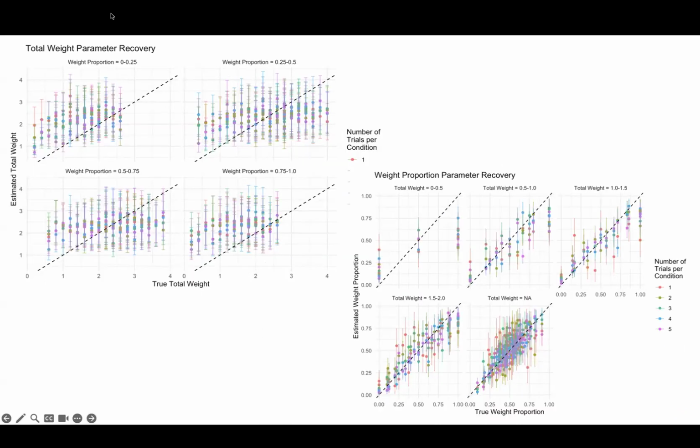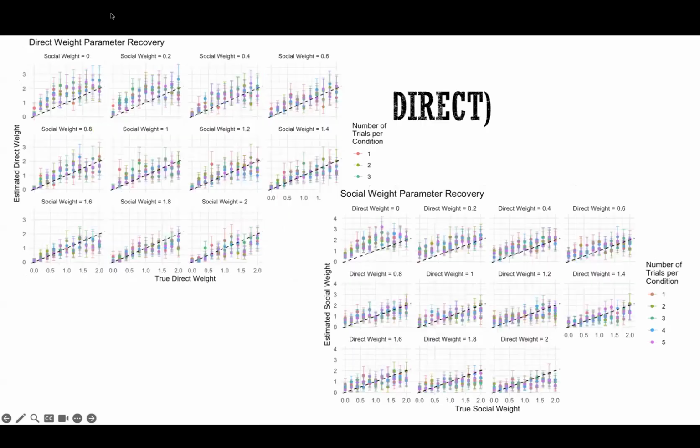And then what we look at is the parameter recovery for the new parameters. You can see on top the total weight, which is not very good, right? We look at the proportion for the weight and it looks better. But really, we don't care about these parameters, right? What we care about is how well we're able to recover weight for direct evidence and weight for social evidence. And this is much better than it was before. It's not perfect, but especially if we zoom in, we get a very good fit.